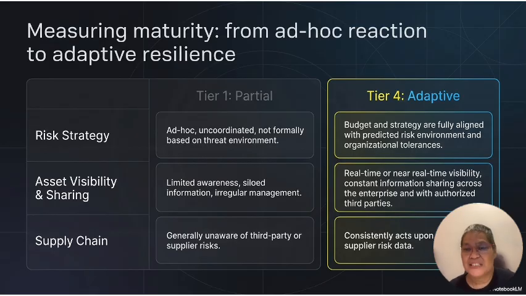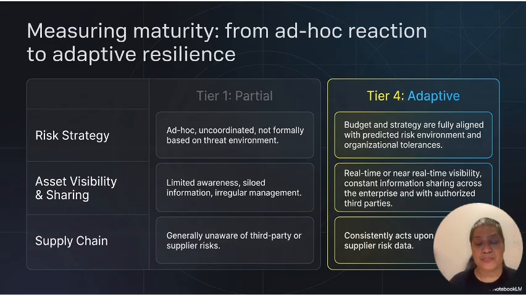Partial means the organization is reactive, right? It's not coordinated. Nobody is communicating. Maybe the practitioner does not have the information or the policy, right? Or they're not able to do anything or secure the environment because there is no budget, right?